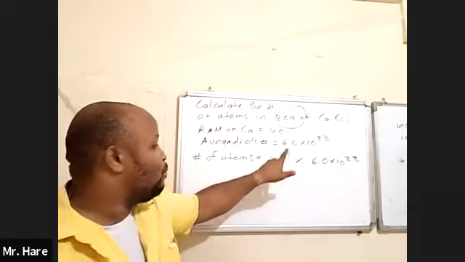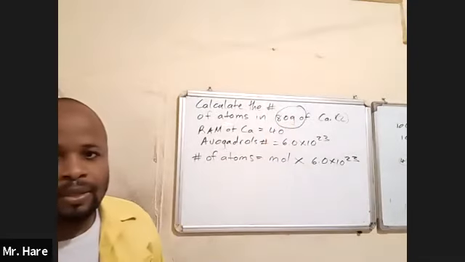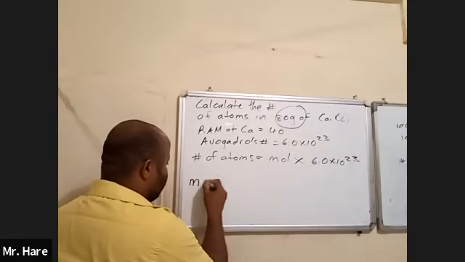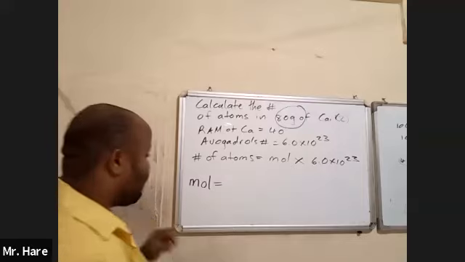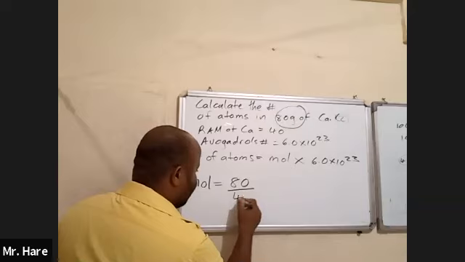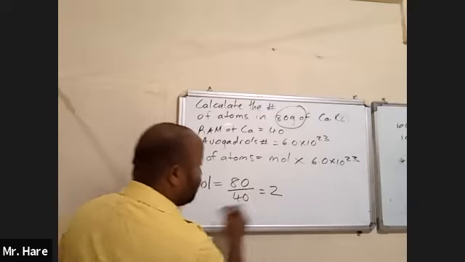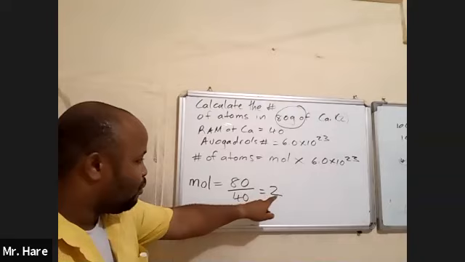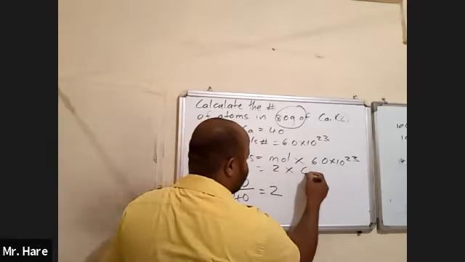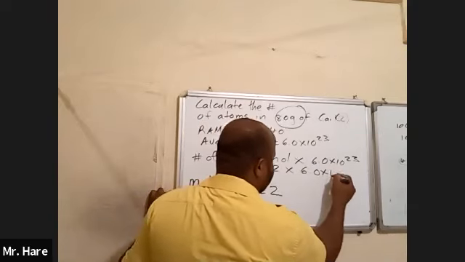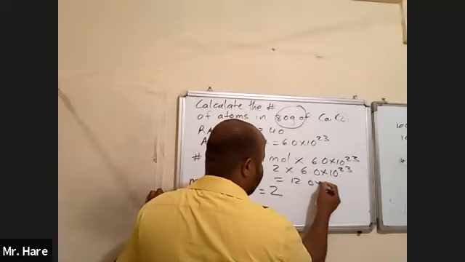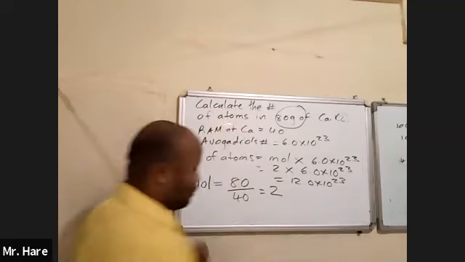So the question is, can we get moles from mass? Yes. Mole is equal to mass divided by Mr, so it's 80 divided by 40, and we will get 2. So now that we have the number of moles, we can go ahead and do our calculation. And I think this should be 12 times 10 to the 23.